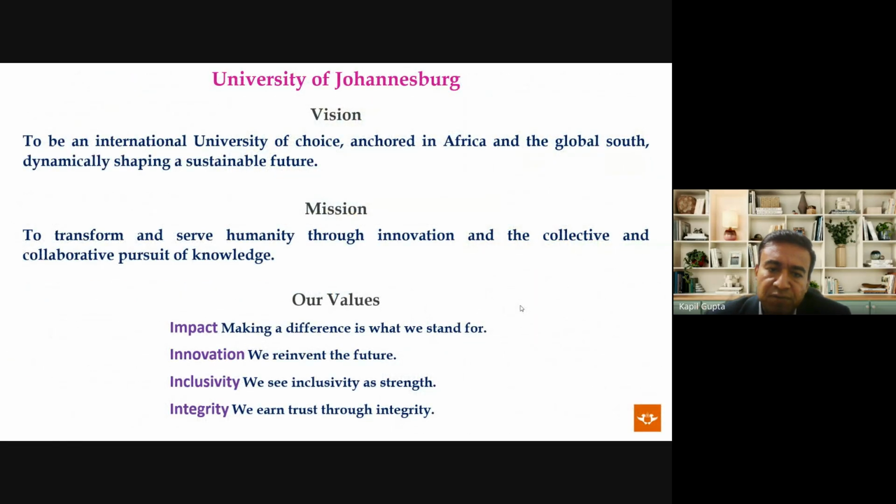The vision and mission of my university is to be an international university of choice anchored in Africa and the global South, dynamically shaping a sustainable future. Our mission is to transform and serve humanity through innovation and the collective and collaborative pursuit of knowledge. Our values are impact, we believe in making a difference; we reinvent the future by innovation; inclusivity, we see inclusivity as a strength; and integrity, we earn trust through integrity.